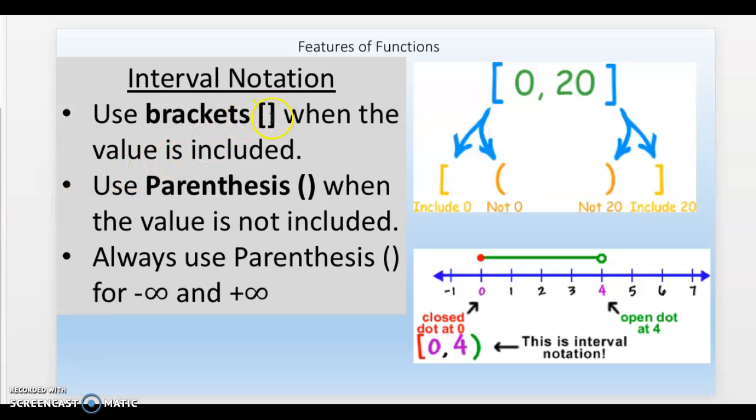You use brackets when the value is included. You use parentheses when the value is not included. And you'll always use parentheses for negative and positive infinity. You can't really include infinity. It goes on forever. So always use parentheses for infinity, okay?